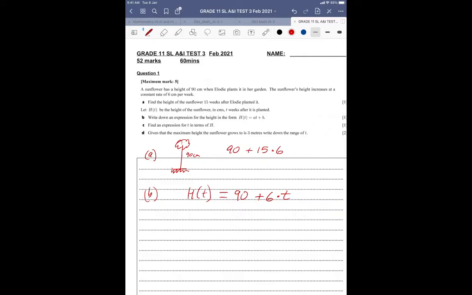And then C, find the expression for t in terms of h. So when we have function notation, to rearrange it's sometimes easier just to write down the h like that. And that's okay, right? We know that h is the height of the sunflower, so it's okay to put h. And then just rearrange. You subtract 90 from both sides. Then you divide by 6. So your little working out should be.